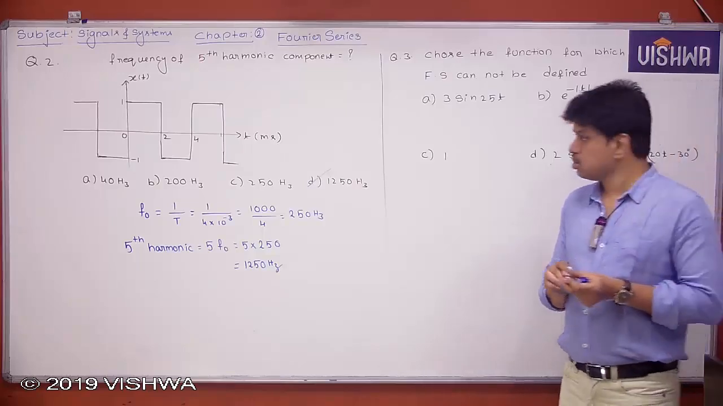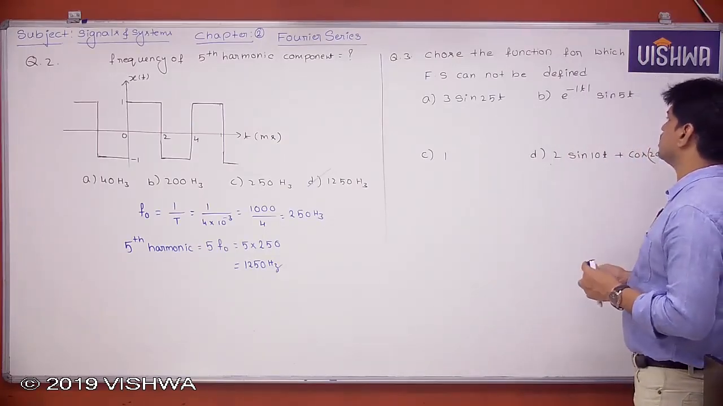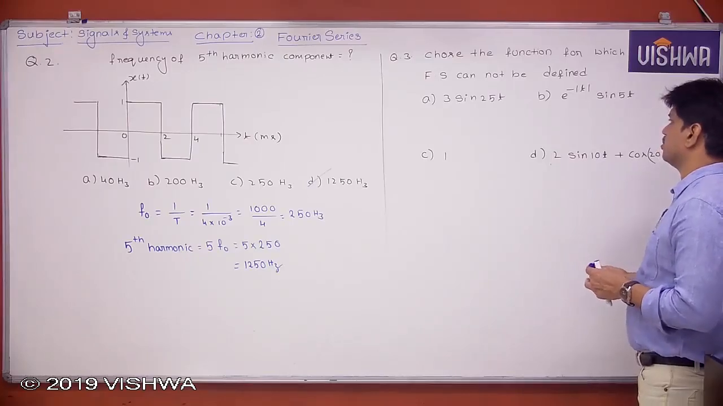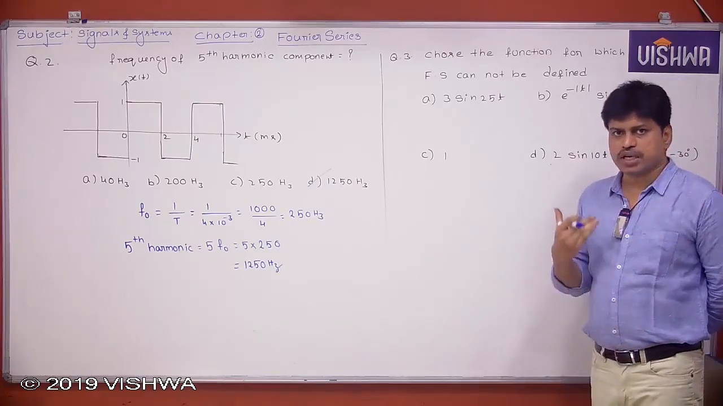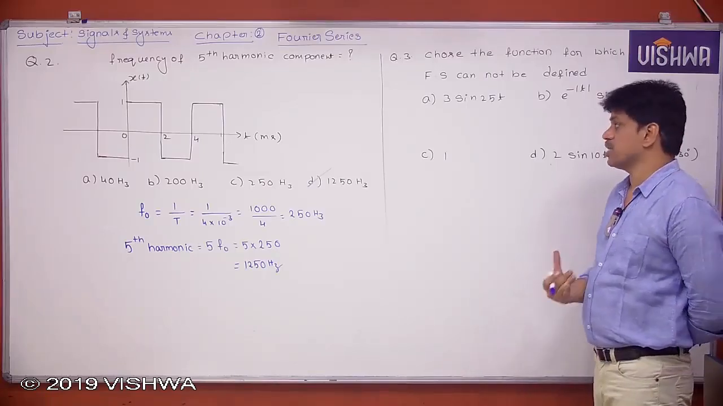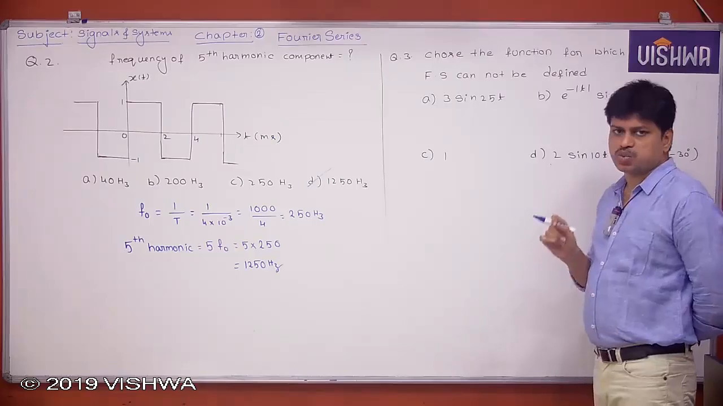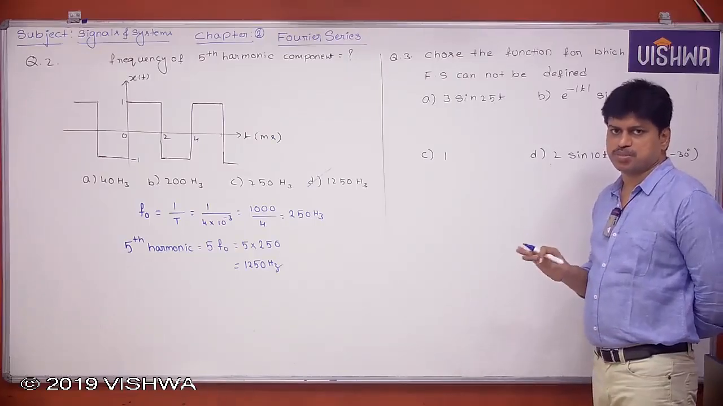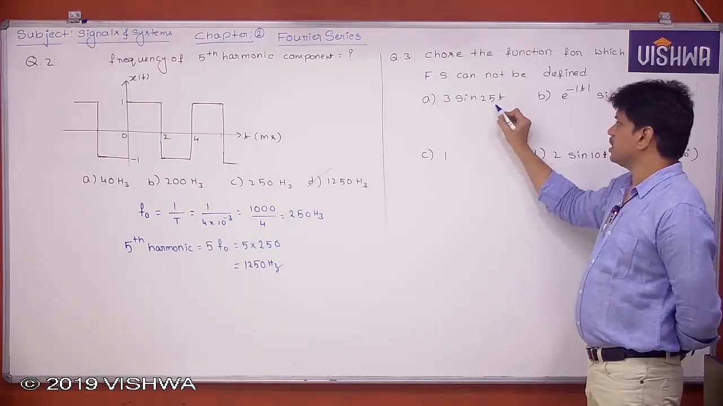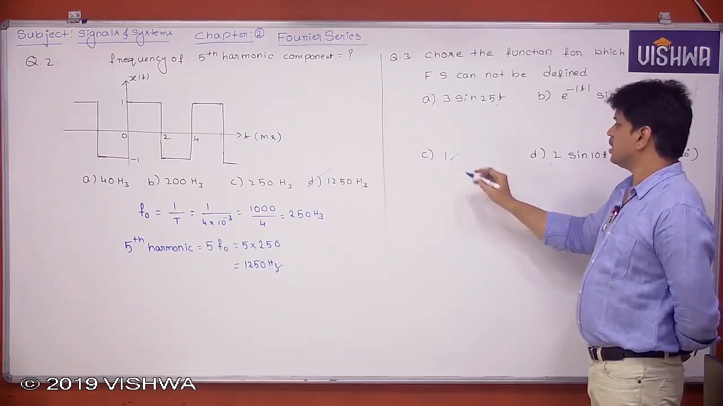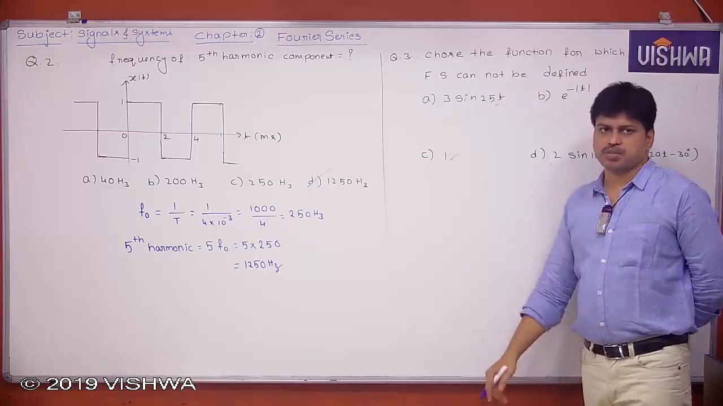So which Fourier series cannot be defined? I told you, to decide where a Fourier series is valid, these kinds of questions can be cleared with just one rule, that is whether the signal is periodic or not. That's the only thing we have to check. Is it periodic? Yes. Is it periodic? Yes. Is it periodic? Yes. Only B is not periodic.